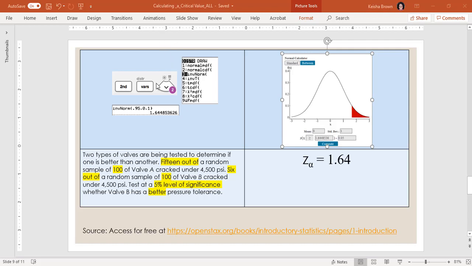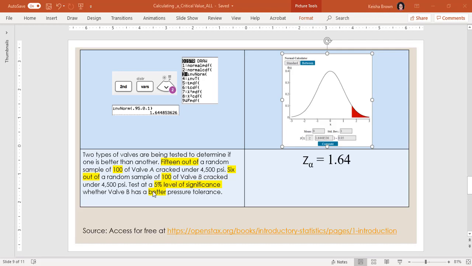If you're a calculator person, you're pressing second and vars to go to distributions. You're going to go down to in order to get to inverse norm. If you're a StatCrunch person, you're going under stat and calculators and normal. Next, we need to figure out what type tail test this is. So there is no particular wording here we're used to. All it says is test at a 5% level of significance whether valve V has a better pressure tolerance.